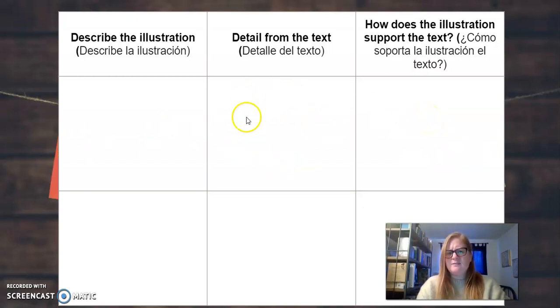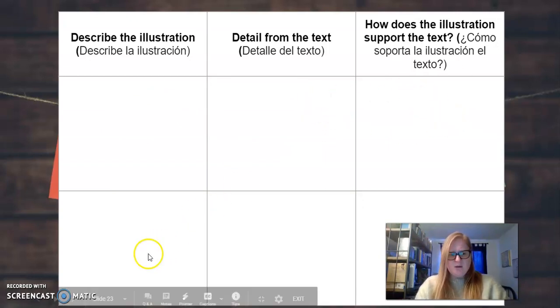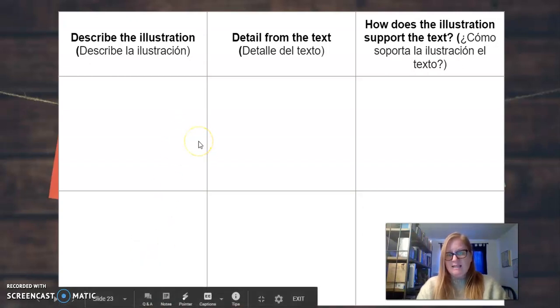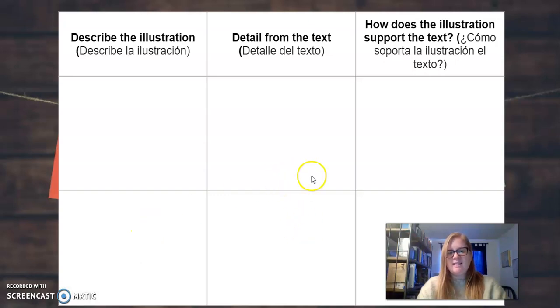For instance, if the detail from the text is mom stared at a bowl, then you would say it supports the text because in the picture, mom is staring at a bowl, and in the text it says mom stares at a bowl. I hope that that makes sense. So there's only 2 pictures in this text. And so you're going to describe both of the pictures, take the details, and how does this support?